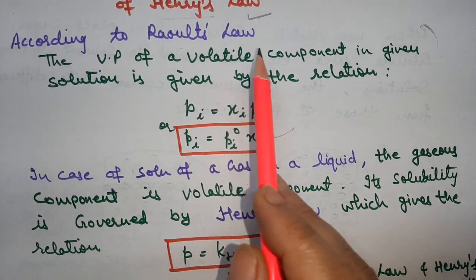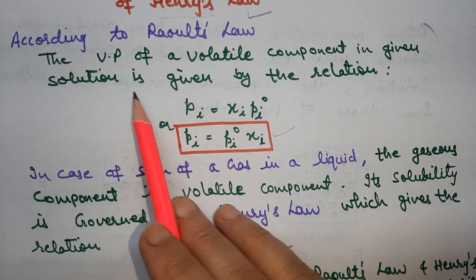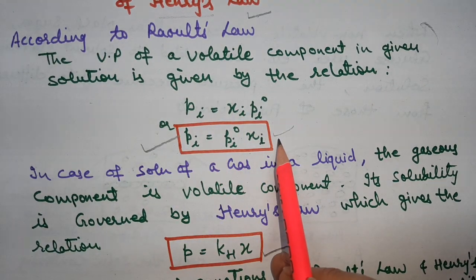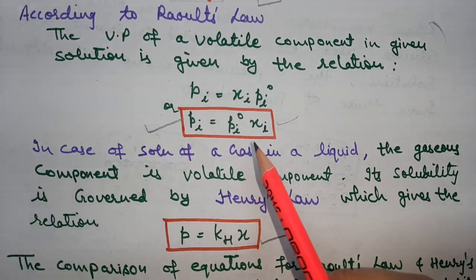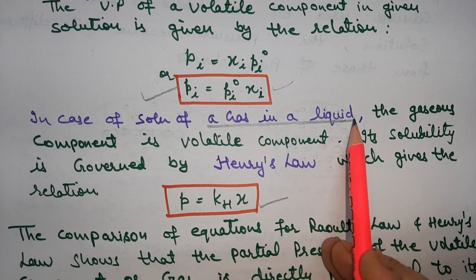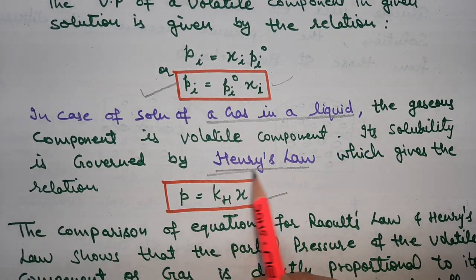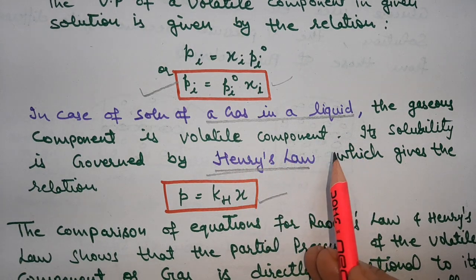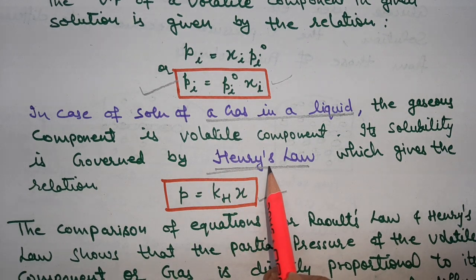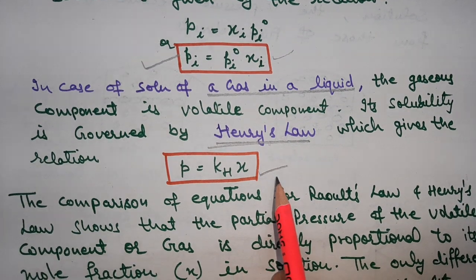According to Raoult's law, the vapor pressure of a volatile component in the given solution is shown by this relationship. Let i be any component. In the case of a solution of a gas in a liquid, if a gas is made to dissolve in a liquid, then the law is Henry's law. Or we can say, if the gaseous component is there instead of the volatile component, that is Henry's law, which gives us this relationship.